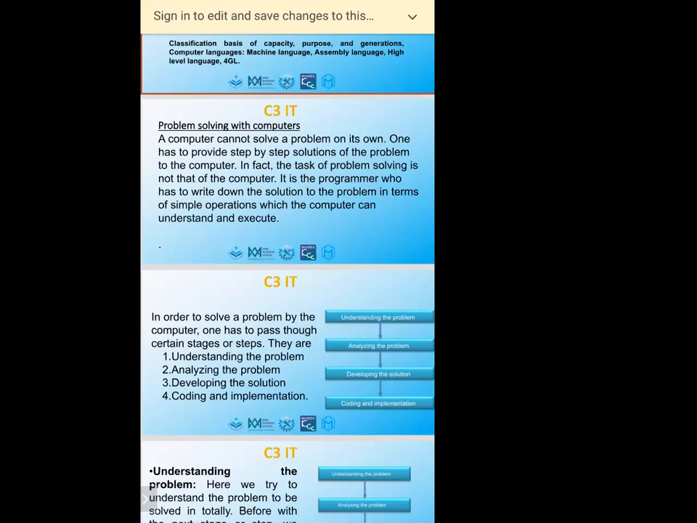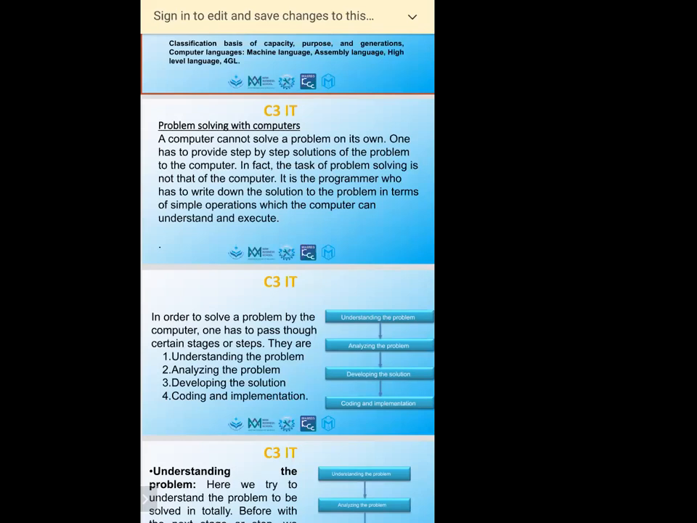Suppose you are asking to make point of sale software. I have a shop. Every day I will enter my purchases and my sales, and every day I want the stock report and the sales report. So some programmer has to understand your problem and write a program.